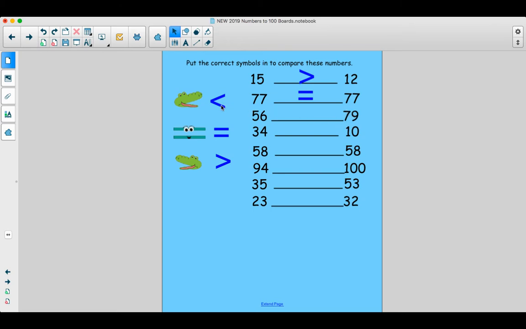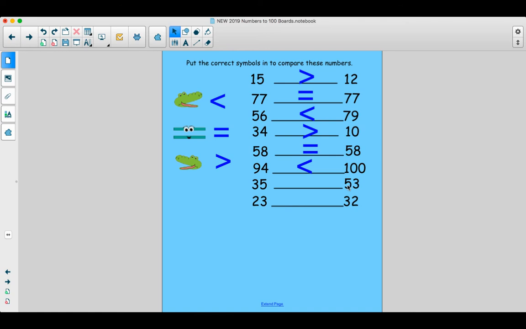79. So we're going to use the less than symbol because 56 is less than 79. Good job. 34 and 10. 34 is bigger. That's right. So we're going to use the greater than symbol. 34 is greater than 10. 58 and 58. 58 is equal to 58. They're the same. Good job. 94 and 100. I think the alligator's going to eat the 100. So 94 is less than 100. Remember, that mouth is always opening up to the bigger number.